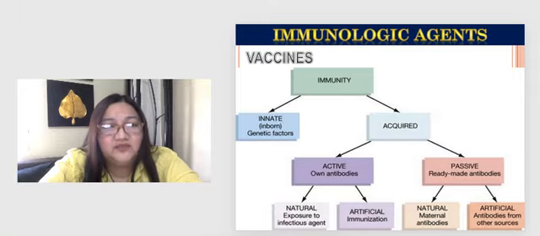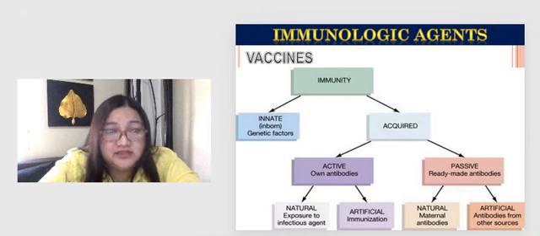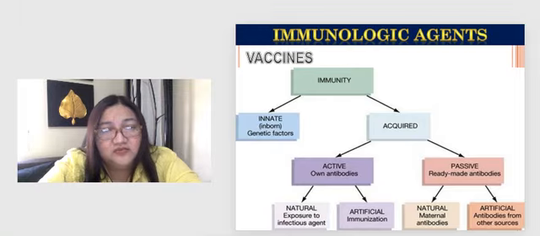Si active, ibig sabihin yan, ikaw, sarili mong katawan, ang gumagawa ng antibodies. So, yung antibodies, yun na magfa-fight dun sa virus. Yun namang passive, binigay sa katawan mo, antibody na. Ibig sabihin, machine, pharmaceutical company, yung gumawa nung antibody. Okay? Ngayon, dalawang klase pa ulit yung under niya.